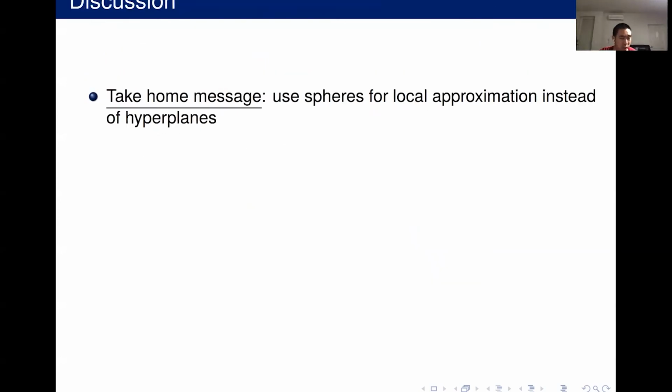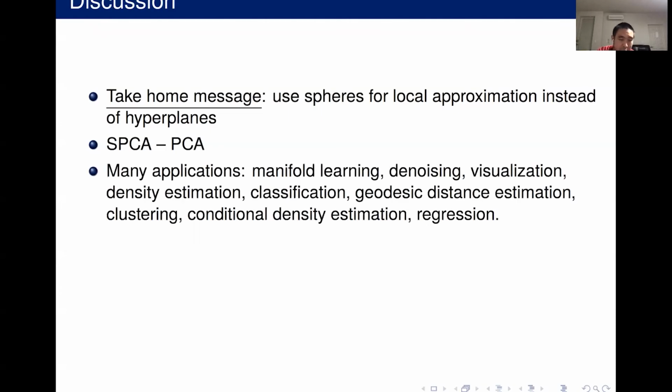The take-home message for today is that we can use spheres instead of hyperplanes for local approximation of a manifold. And we can replace PCA by SPCA. There are many applications like manifold learning, denoising, data visualization, density estimation, classification, geodesic distance estimation, clustering, conditional density estimation, and regression. For each of these applications, once you have an algorithm that involves PCA, you can replace the PCA part by SPCA, replace the PCA projection by the spherical projection. You will get a spherical version of that algorithm.